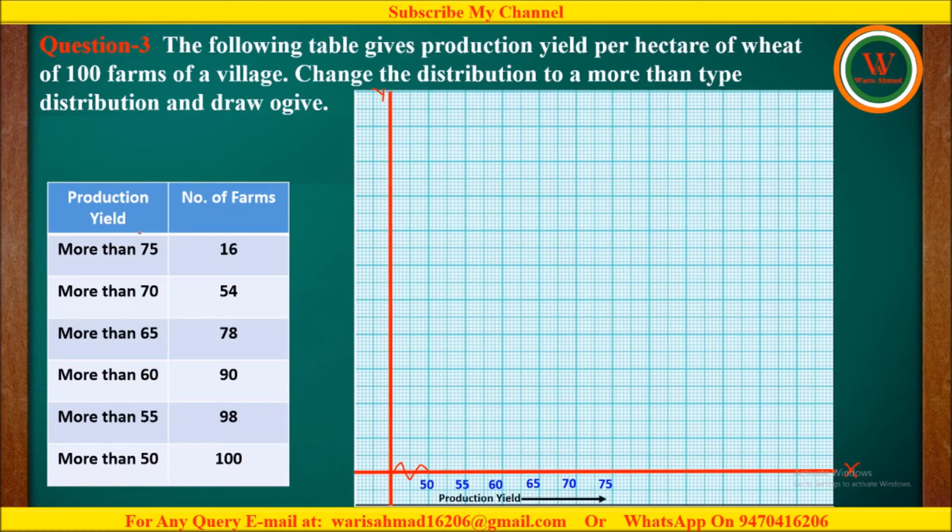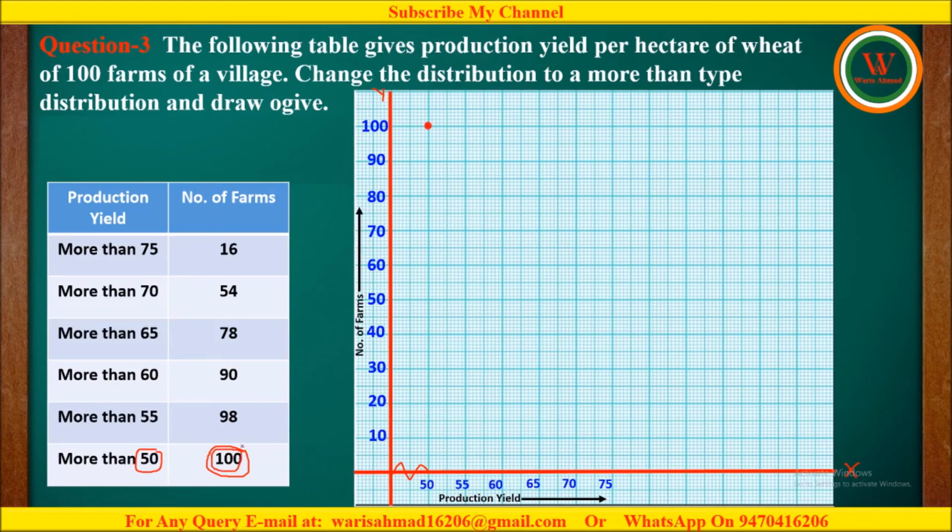Now after that we have to label the y-axis also: 10, 20, 30, 40, 50, 60, 70, 80, 90, and 100, because the greatest number is 100. That's why we have taken here till 100. After that we have to label the y-axis, number of farms. Now we will plot the very first point. The very first point we can take here 50 on the x-axis and 100 on the y-axis.